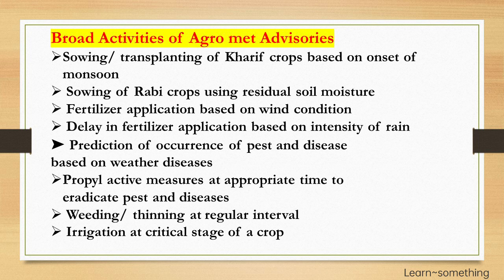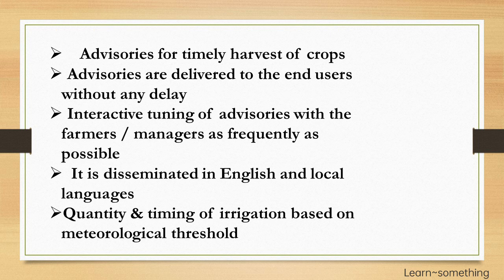The first activity is sowing or transplanting of kharif crops based on the onset of monsoon, and sowing of rabi crops using residual soil moisture, and fertilizer application based on the wind condition, delaying fertilizer application based on the intensity of rain. Then prediction of occurrence of pest and disease based on weather, proper measures at the appropriate time to eradicate pest and disease, weeding or thinning at regular intervals, irrigation at a critical stage of the crop, and advisories for timely harvest of crops.